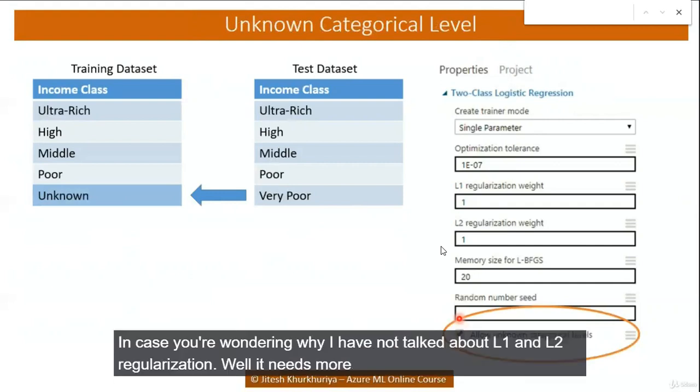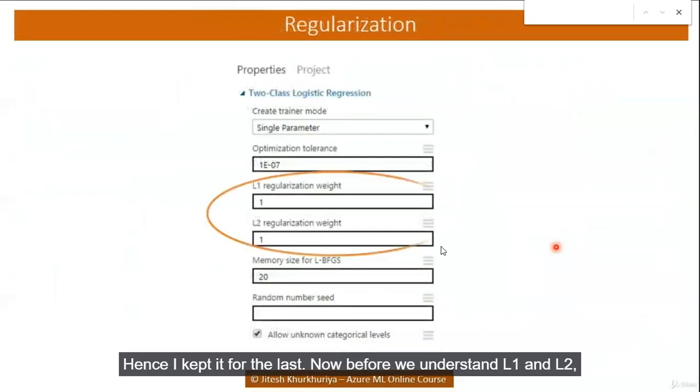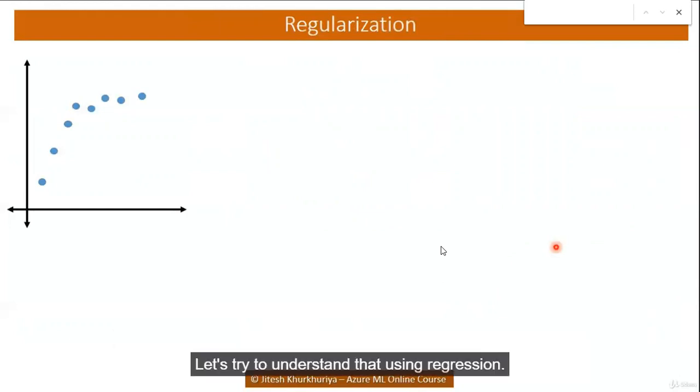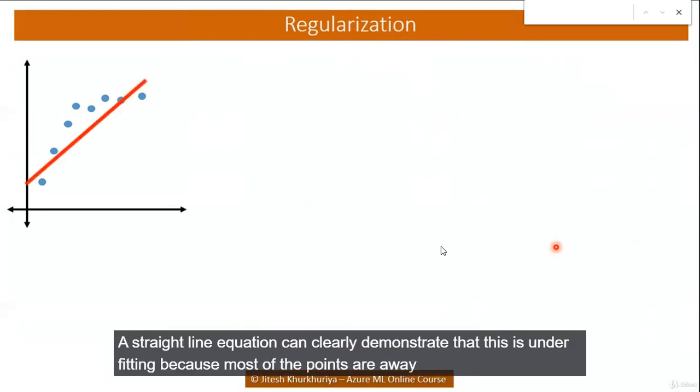Great. In case you're wondering why I have not talked about L1 and L2 regularization, well, it needs more time and hence I kept it for the last. Now, before we understand L1 and L2, it is important to know what is regularization in the context of overfitting. Let's try to understand that using regression. Let's say we have a data set with points plotted as shown here. A straight line equation can clearly demonstrate that this is underfitting.